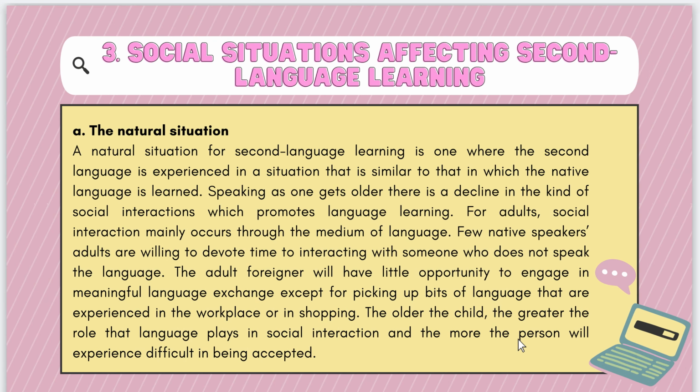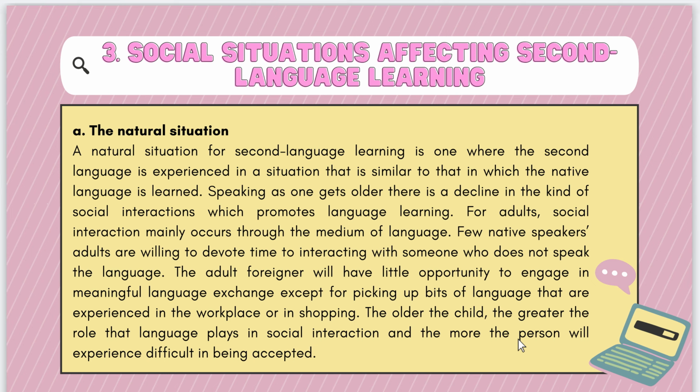Then next is number 3, social situation affecting second language learning. A. The natural situation. A natural situation for second language learning is one where the second language is experienced in a situation similar to that in which the native language is learned. As one gets older, there is a decline in the kind of social interaction which promotes language learning. For adults, social interaction mainly occurs through the medium of language. Few native speakers are willing to devote time to interacting with someone who doesn't speak the language. The adult foreigner will have little opportunity to engage in meaningful language exchange except for picking up bits of language that are experienced in the workplace or in shopping.